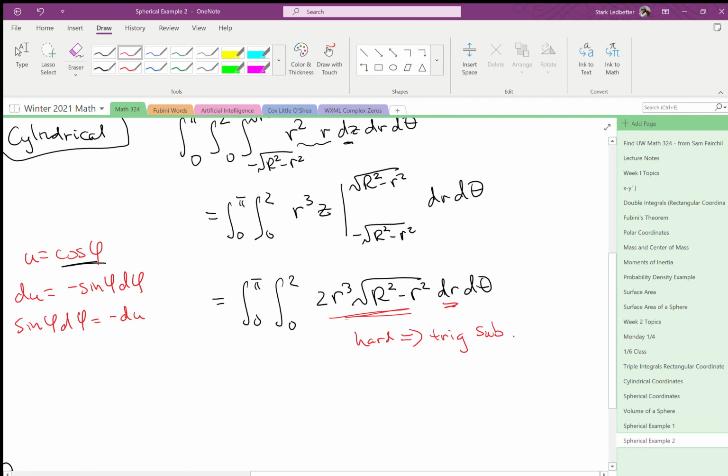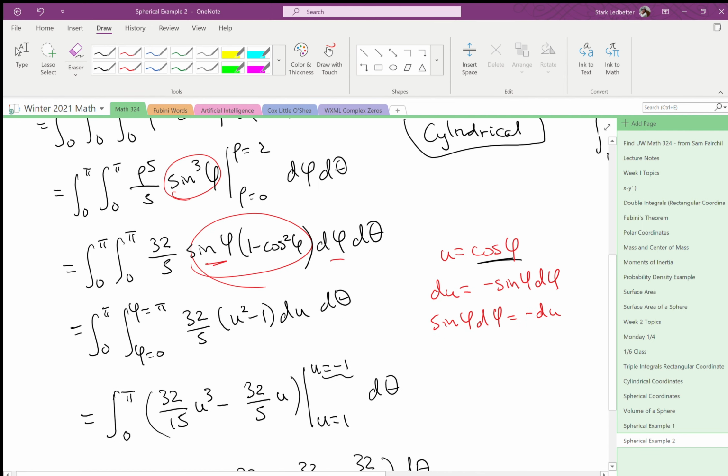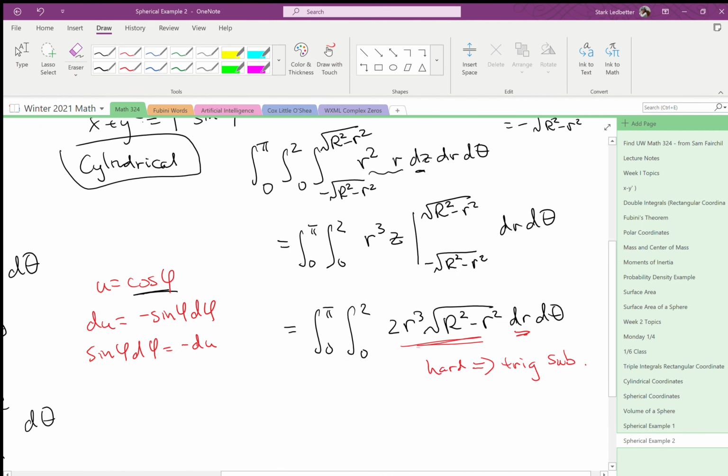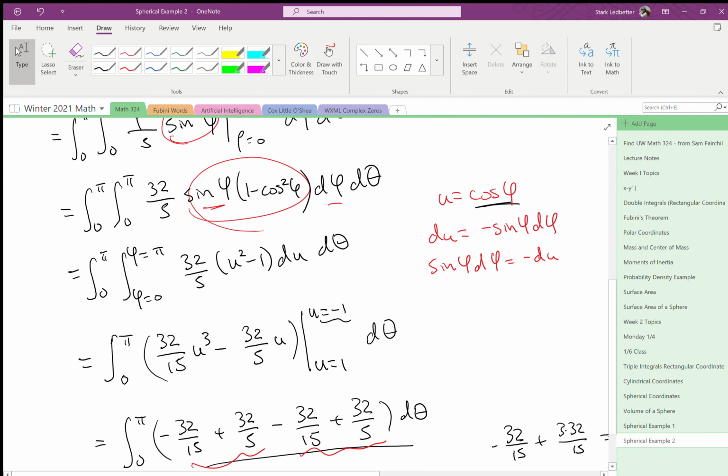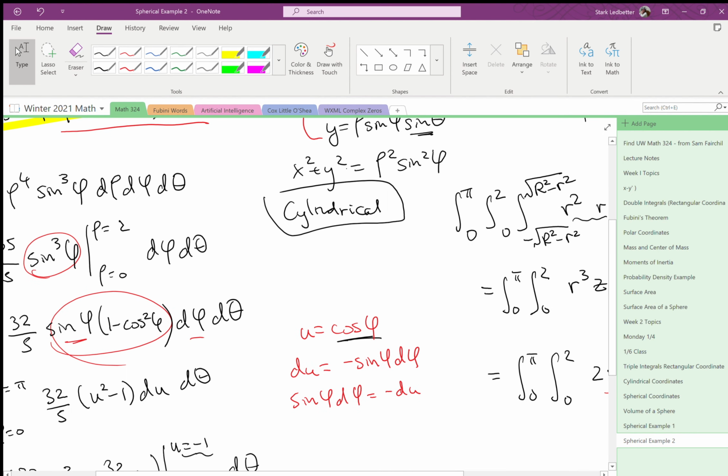So just like going from rectangular to polar, we can avoid a trig sub. Sometimes if cylindrical is still too hard, going from cylindrical to spherical, we can avoid a trig sub as well. So I wanted to show you this example so that you could see that there is a use to spherical coordinates. We're not just making you learn random things that I said weren't even helpful for finding volumes.